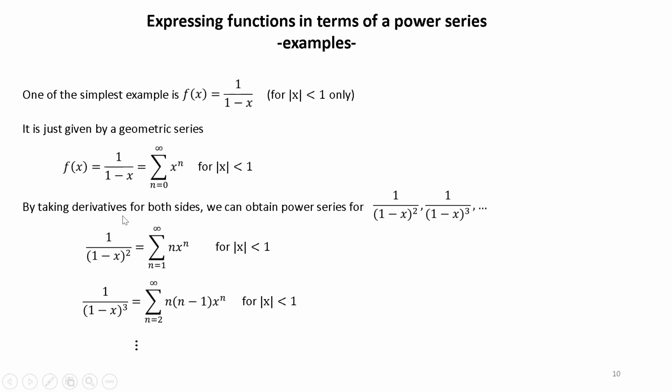So using this trick, you are able to find the power series of 1 divided by 1 minus x to the power of n. Because you just keep taking derivatives, you are going to keep getting higher and higher order over here. Then you can see the power series for these functions.